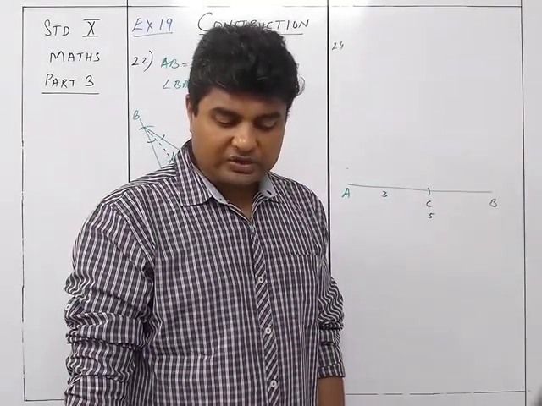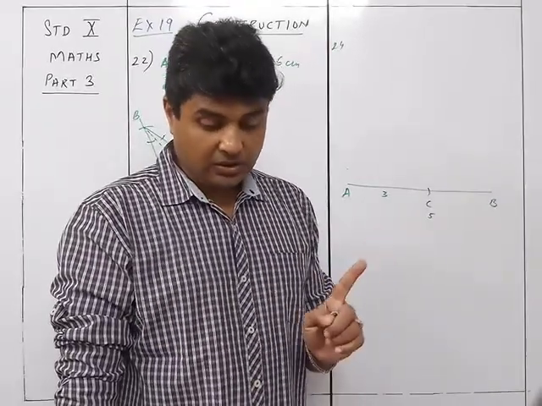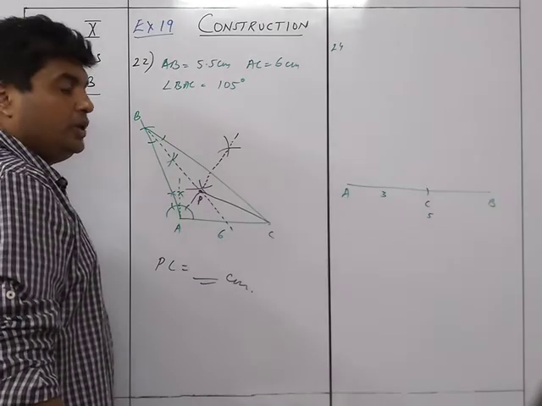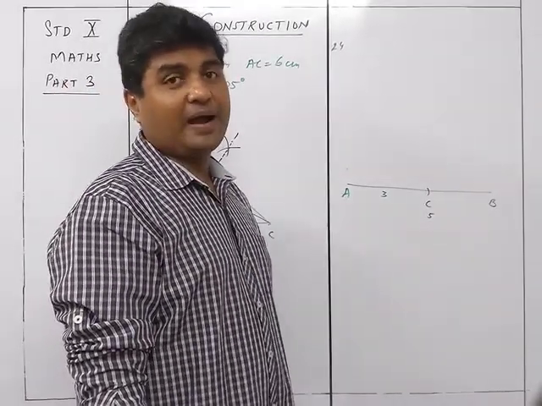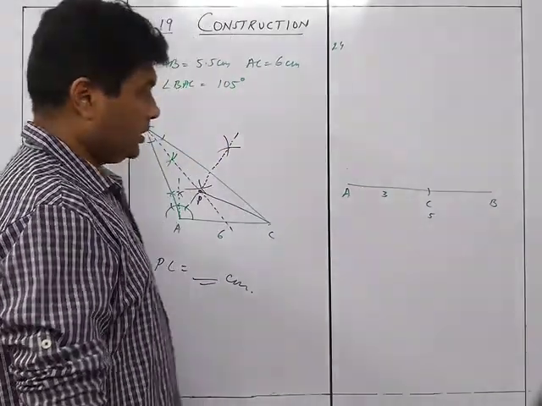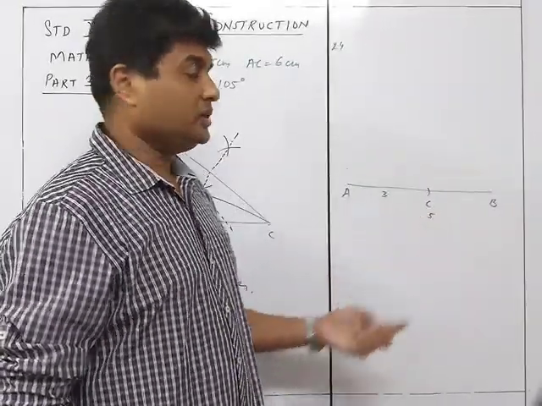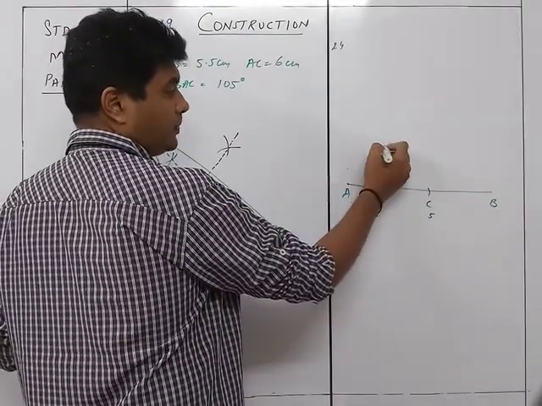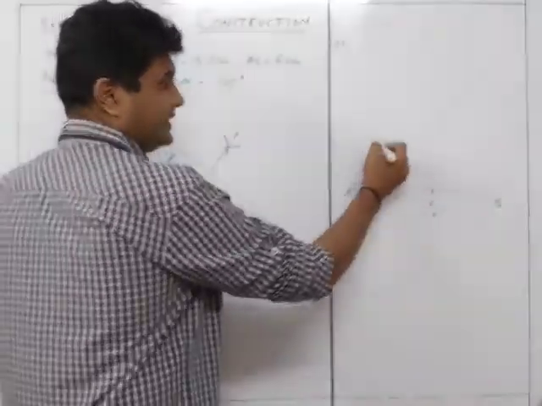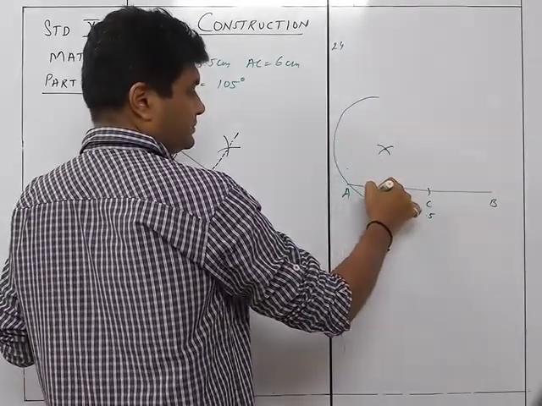Now using the compass only, construct a circle of radius 2.5 centimeters passing through A and C. So what do you do over here? You want the radius to be 2.5 and it should pass through A and C. So what do we do? That means AC should be the chord. So what we do is we take 2.5 from here, 2.5 from here. Okay, that becomes the radius now. So this is the point over here, and with this you draw the circle like this.